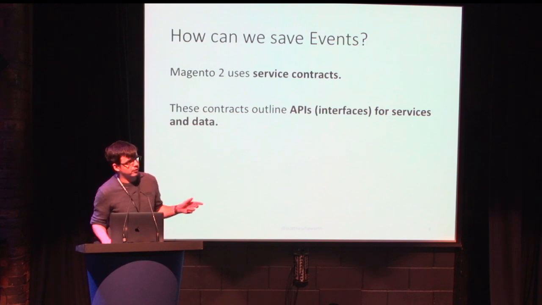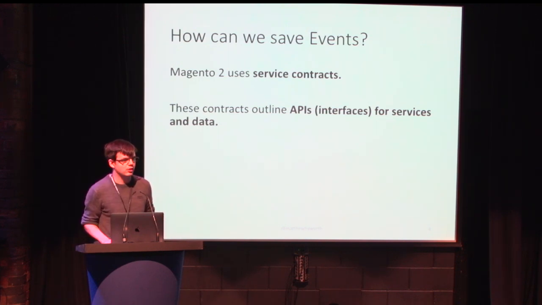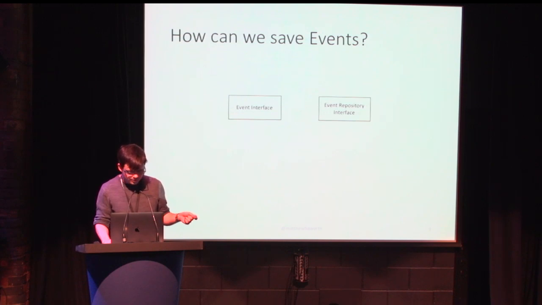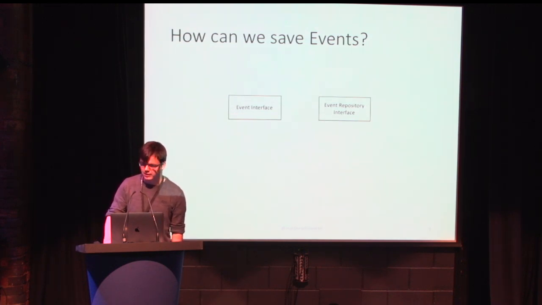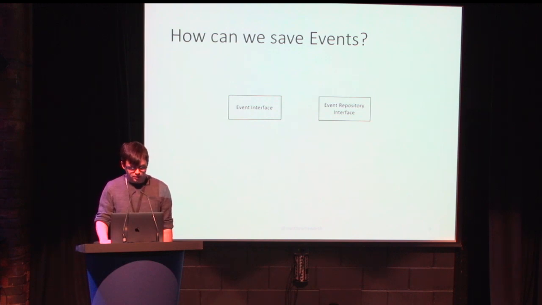So as I mentioned before, Magento 2 has these new service contracts. And as part of those service contracts, we have data interfaces. So the first thing I want to do is create an event interface. And the second thing I want to do is create an event repository interface. So my event interface will represent what that domain representation of an event is, and my repository will allow me to save it to somewhere.